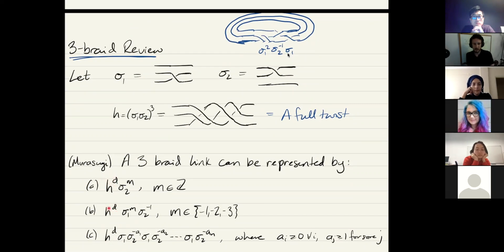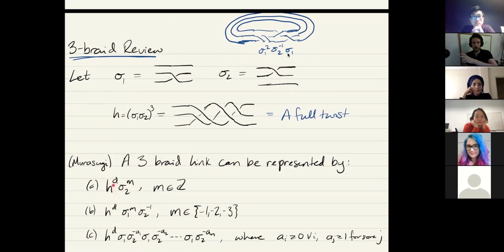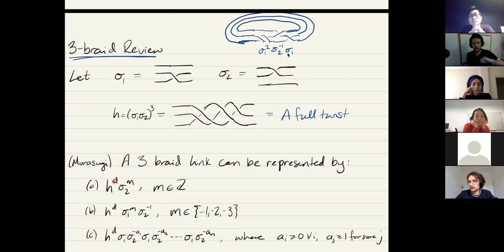And so here, D could be anything. So H is this full twist you could put in the three braid, and D could be any integer in all three cases. So you can put a whole bunch of positive or negative twists in the three braids. And in this case, there are some restrictions on what M can be. And this last case is kind of the generic case. This is the one where the most complicated stuff happens. This is where most of the three braids live.